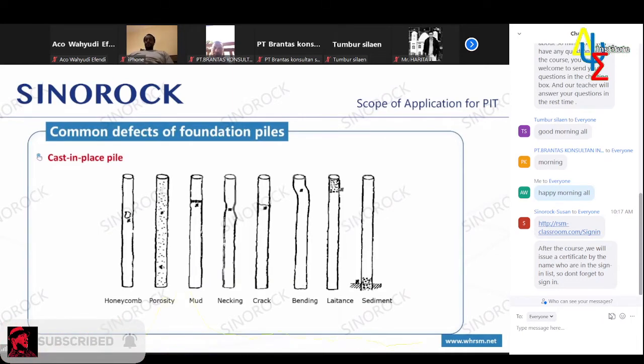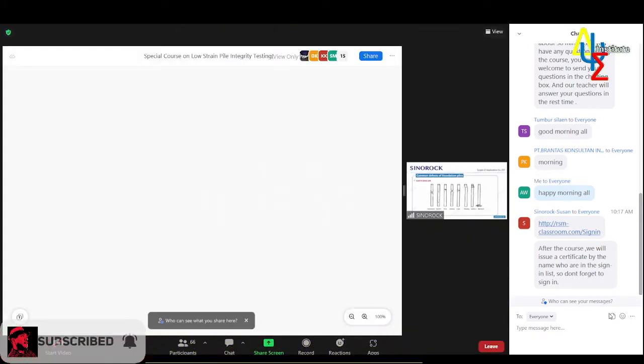Let's look at some common defects. What are the common defects of cast-in-place piles on the construction site? Honeycomb, the whole pile is loose. Some part of the pile body has mud inclusion and diameter reduction. The pile body has cracks, the pile is bent due to hammering, poor quality or other reasons, as well as the laitance on the top surface of the pile and some sediment on the bottom surface of the pile.